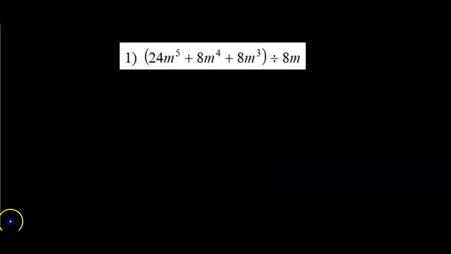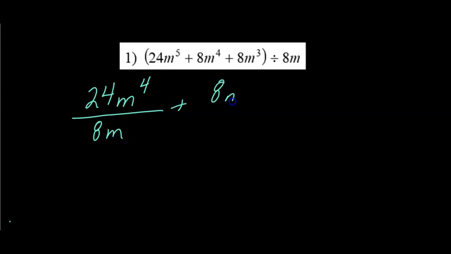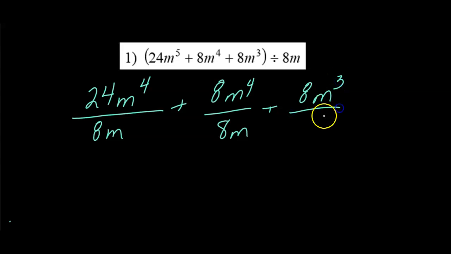So I'm going to take my polynomial, so that's this first one here, the one with many terms, and I'm going to rewrite it, putting every single one of these terms over this monomial, my divisor. So you're just going to basically set up a bunch of fractions. 24m to the fourth over 8m plus 8m to the fourth over 8m plus 8m cubed over 8m. And then from there, we're just going to reduce all of our fractions.